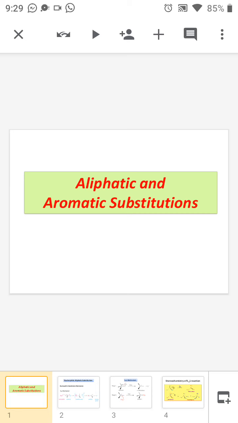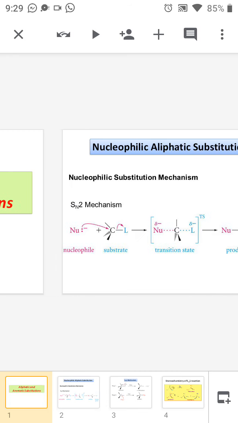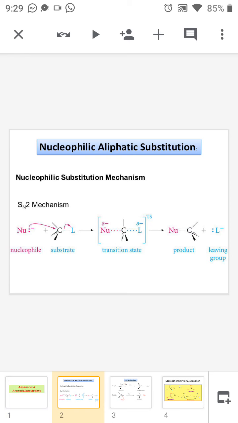Good morning, everybody. Today we are starting the second semester, the first module of organic chemistry, that is aliphatic and aromatic substitution reaction. First of all, we are discussing the aliphatic substitution reaction. We know that the nucleophilic aliphatic substitution reaction can be classified into SN1, SN2, SNi, SNAr, and like that. First of all, we are discussing the nucleophilic substitution reaction through the SN2 mechanism.